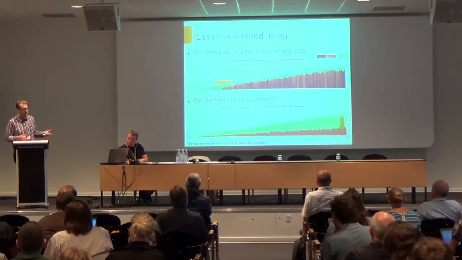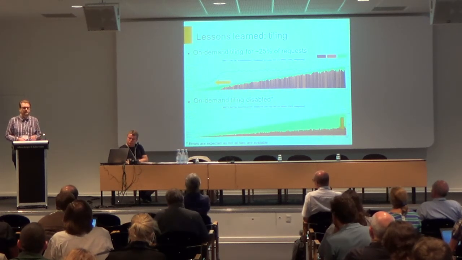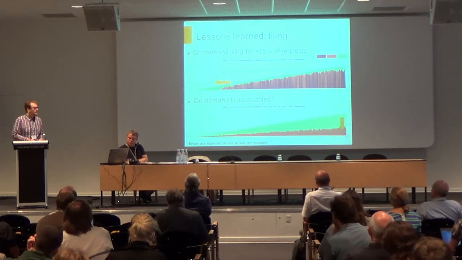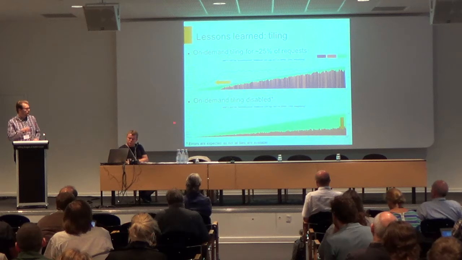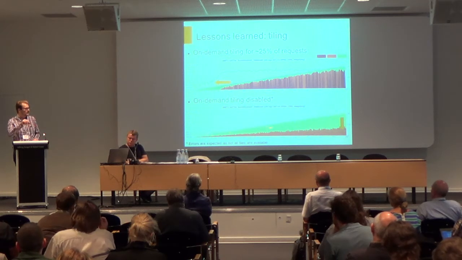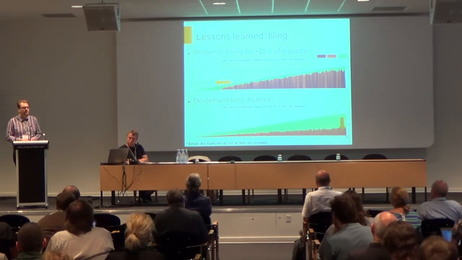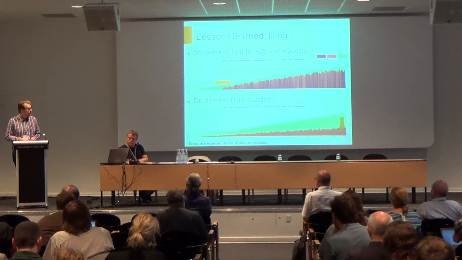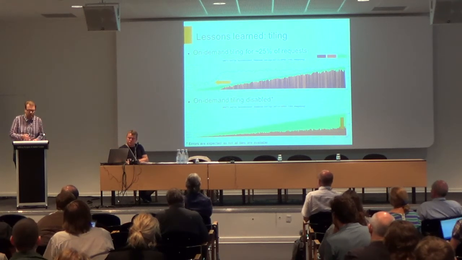And what you would expect to be seeing is that only the requests, the 25% of the requests, would be failing because they would be overwhelming the map server, but that wasn't happening. So we disabled the on-demand tiling, and then we reran the test. And now we see that about a quarter of the requests are errors because they're not tiled, but everything else works really fine.